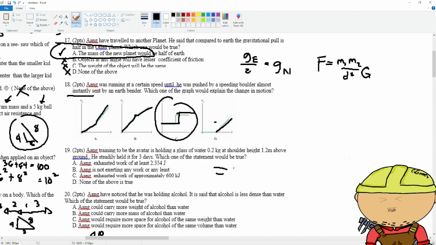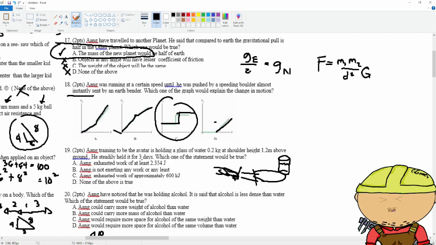So he is holding a glass of water. Okay, let's do a Powerpuff Girl hand. This is the glass of water. Powerpuff Girl hand is very easy to draw. So imagine that's Ang San, Avatar Blossom, the last Ang bender. And anyways, he steadily held it for 3 days.